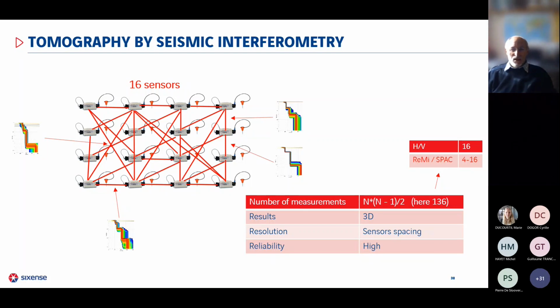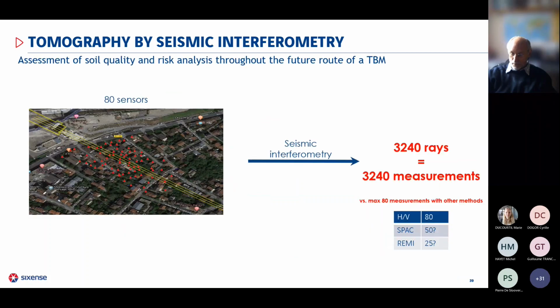So the result would be a 3D shear velocity model, and the resolution is equal to the distance between sensors, because you have one measurement in the area between two sensors. And the reliability, well, it's difficult to give a precise number, but compared to the other methods, it's relatively high only if we consider the high number of measurements.